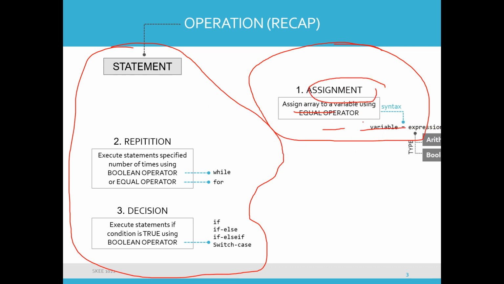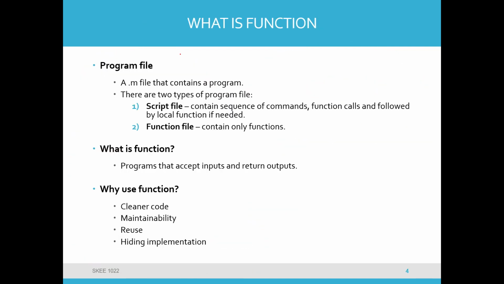Program file. So what is a function? A program file, an M file, consists of a program. You can have two types, either a script file or a function file. A function accepts input and returns output. I already explained this: easier code, easy to maintain, easy to use, hiding implementation.